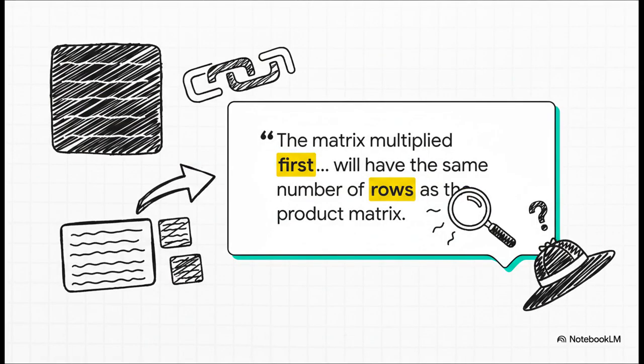Now for our first huge clue. And honestly, this is a total game changer. The very first matrix in the chain, the one that kicks the whole thing off, is always going to have the same number of rows as our final answer, matrix X. This clue alone lets us immediately narrow down our list of suspects for who started this whole thing.